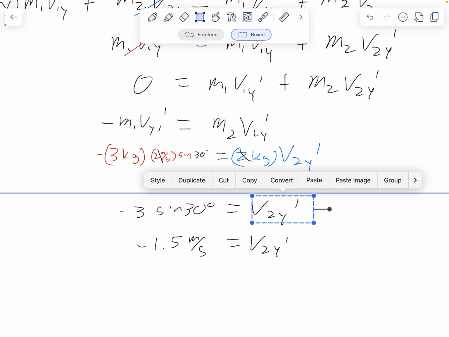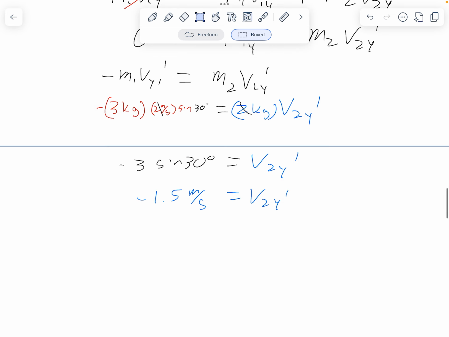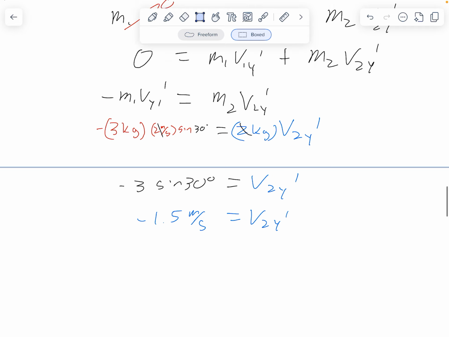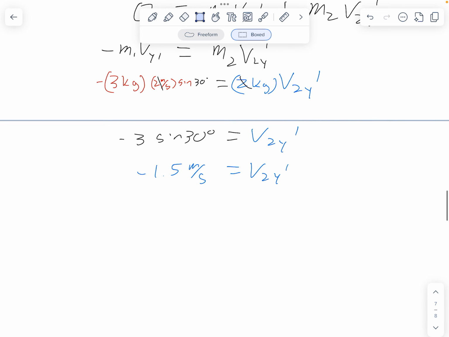Okay, and I got to keep my colors, so let's make all this blue and make this blue too. All right, now what does this tell me? It means that after the collision, ball 2 has a downward component, okay, with a speed of 1.5 meters per second. Okay, so if I have the horizontal component and I have the vertical component, I can solve for the overall velocity by finding the overall speed. Okay, so to do that, it's just good old Pythagorean theorem.